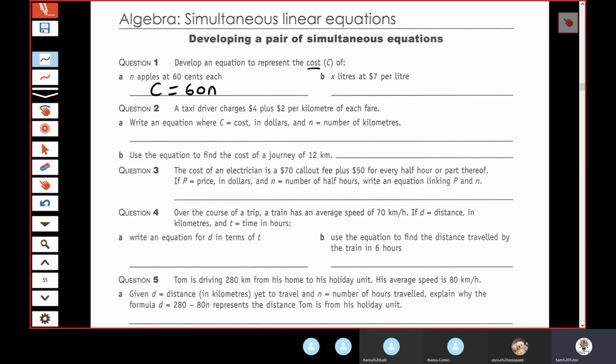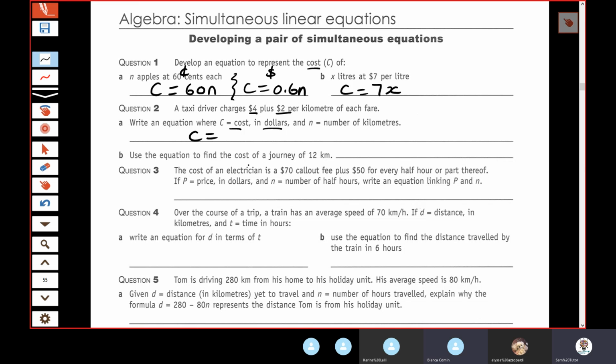Right, this is 60 cents. If you might forget it's cents and you want it in dollars, it would be that. So this would be dollars, this would be in cents. Whatever you like. It doesn't say what C needs to be in. So, X liters at $7 per liter, that would be 7X. A taxi driver charges $4 plus $2 per kilometer. Write an equation where cost is C in dollars and n the number of kilometers.